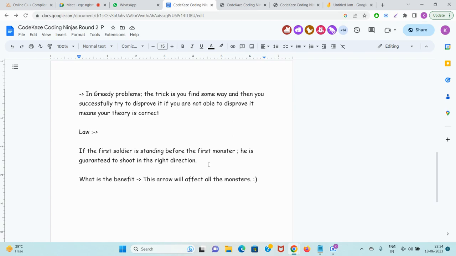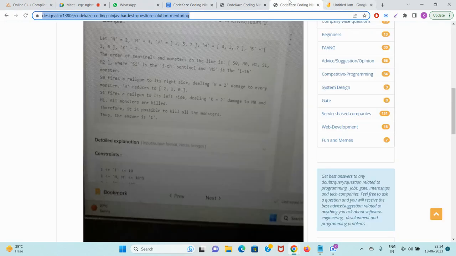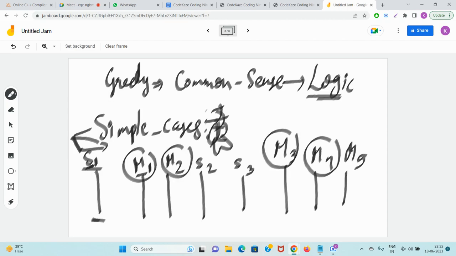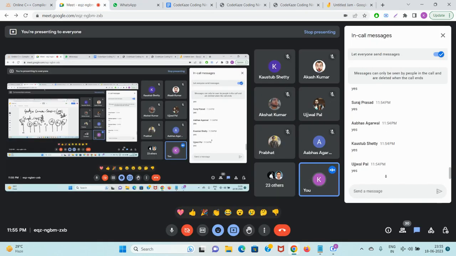Got it, guys? So the thing is that the first soldier, if he is before the first monster, is obviously going to the right direction. But that right arrow will also give problems to the other monsters. The arrow this guy is going to shoot in the right direction, it is confirmed he will shoot in the right direction. It will affect M1 also, M2 also, M3 also, M4 also, M5 also, and you wanted that only. That's great. Guys, it is great. Do you understand that it is a good thing? Write yes in the chat.